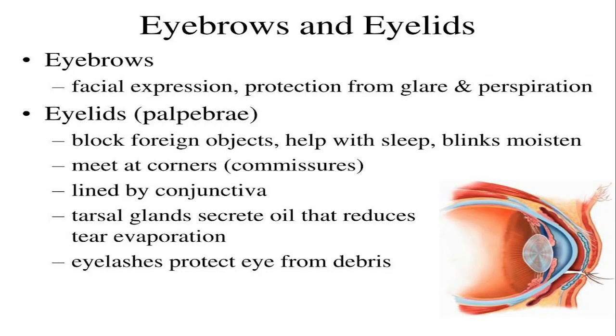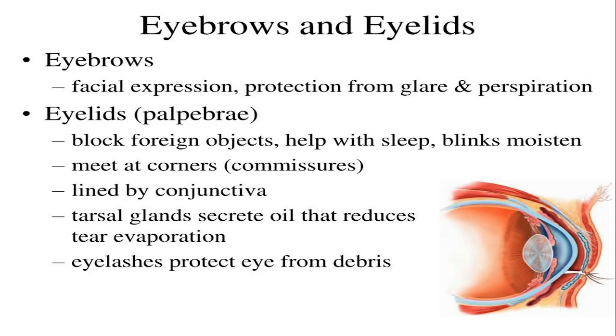The eyelids, on the other hand, are two thin folds of skin that cover and protect the eye. They are also composed of three layers: skin, muscles, and connective tissue. The skin layer of the eyelid is the thinnest and most delicate skin on the body.